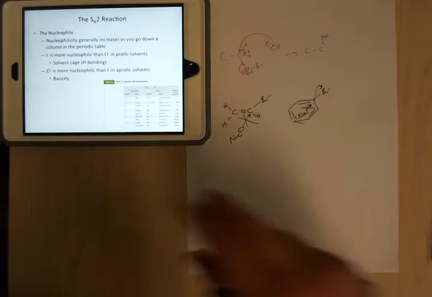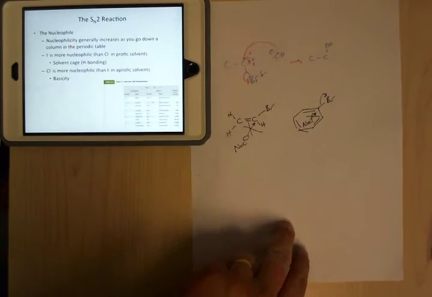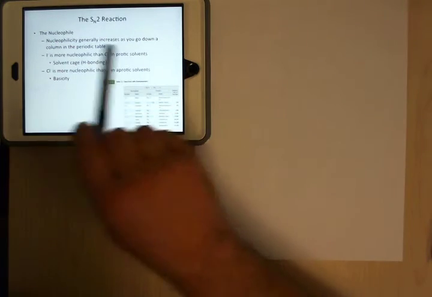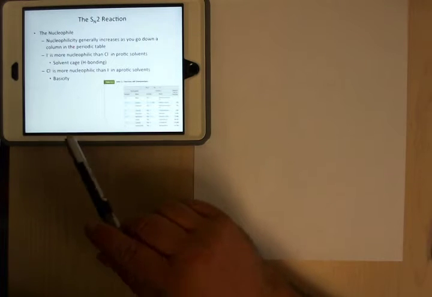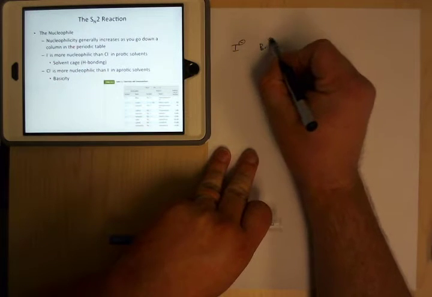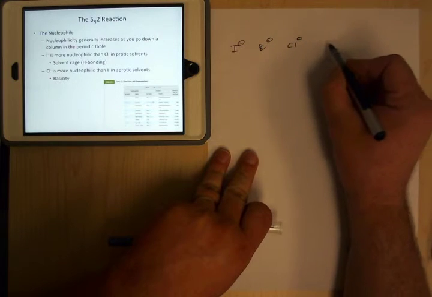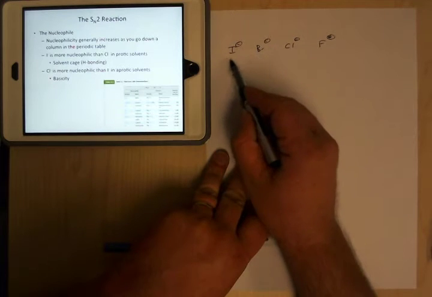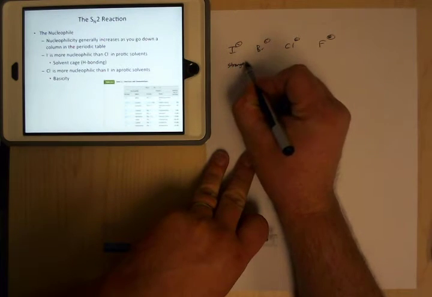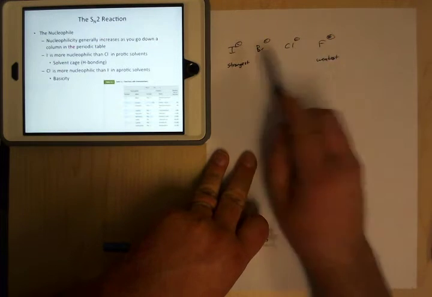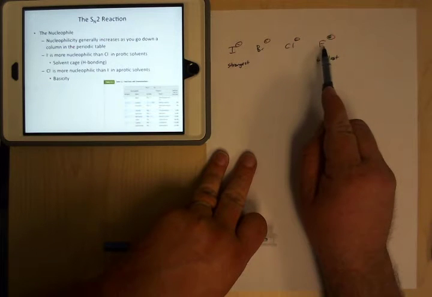Okay, so this is in the book, and this is a little bit quirky. But what they're talking about is that nucleophilicity generally increases as you go down a column in the periodic table. This doesn't make much sense if you think about what I just said, that it parallels basicity. Because what they're saying is iodine, bromine, chlorine, fluorine. As you go down, this one would be the strongest nucleophile, and this would be the weakest, even though this is the much stronger base.